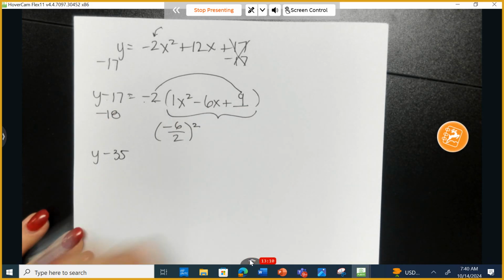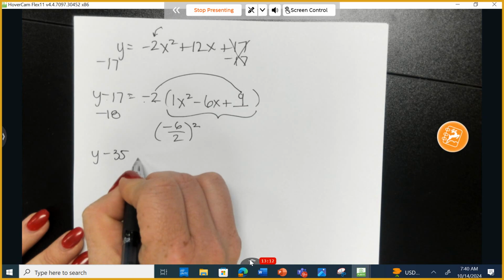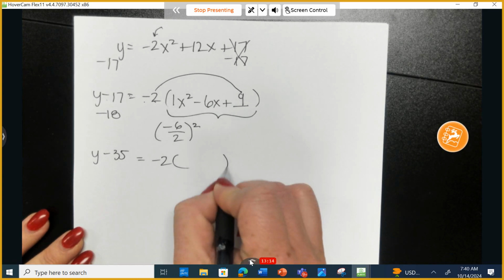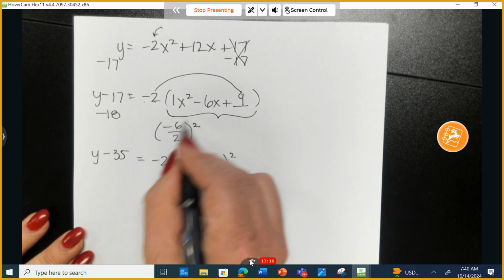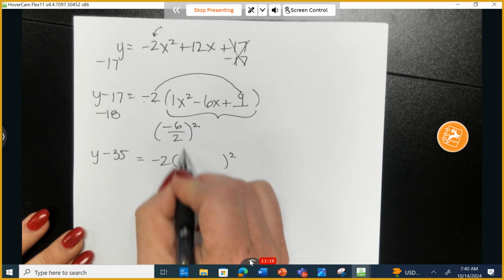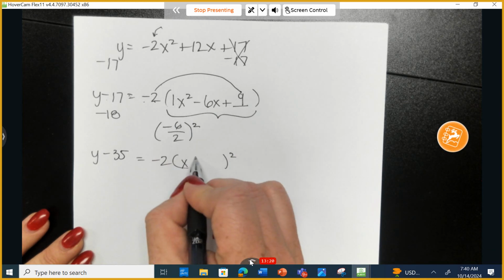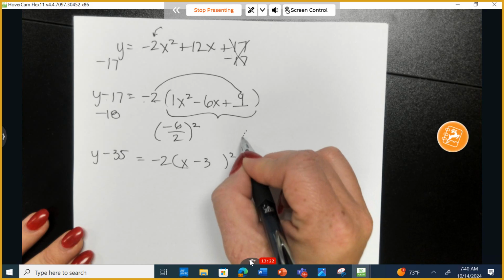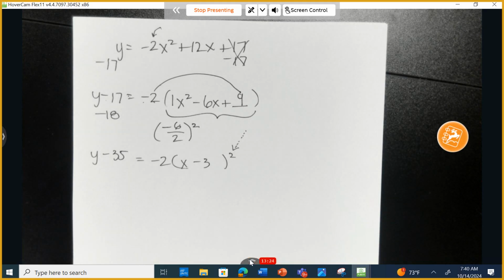Combining the like terms, I have negative 35 on the left-hand side. And now what goes inside of here? I'm going to use this. So in order to factor this, I'm going to drop down the x. Negative 6 divided by 2 is negative 3. This is a really common thing students forget, is this square. And that's going to make a difference when we start to solve this.